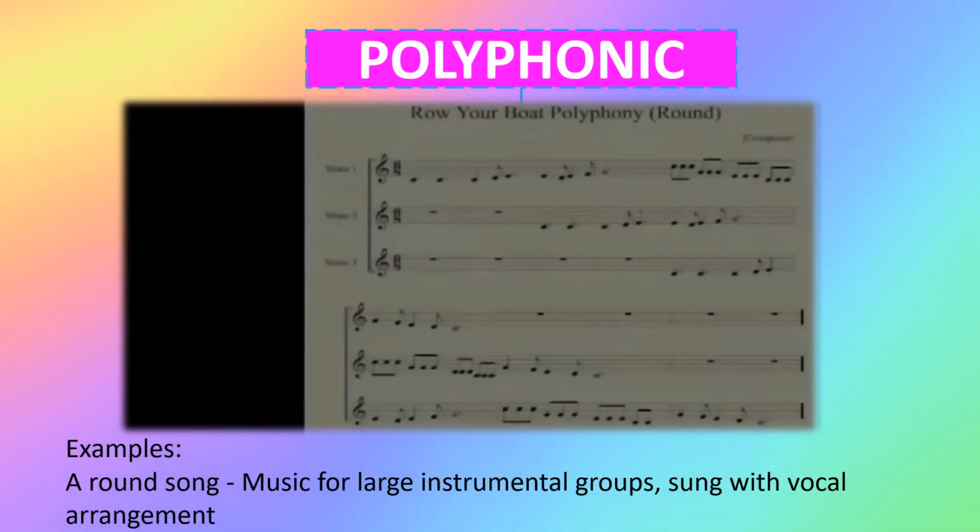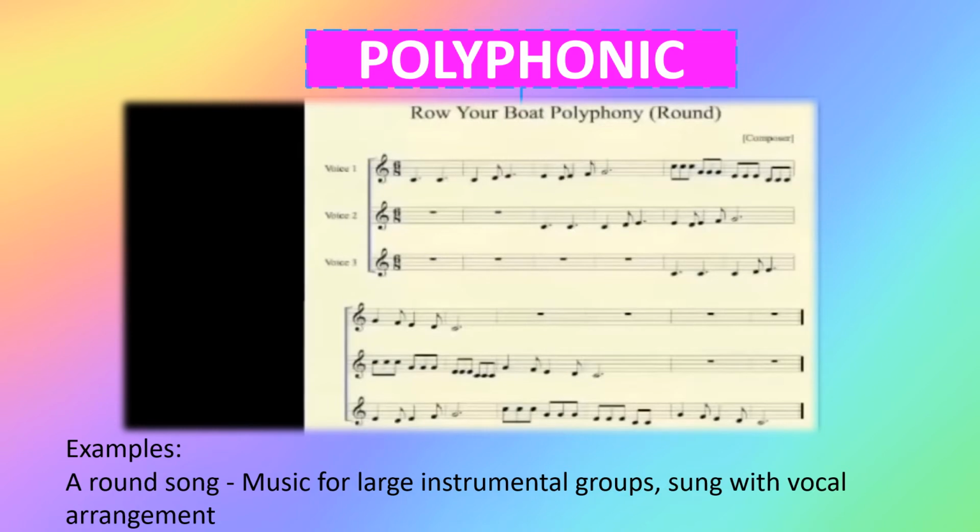Now let's have the third kind of texture, which is polyphonic. Polyphonic comes from the word poly, which means many. A composition has polyphonic texture when two or more voices sing the melody but observe different rhythms. This is simply the same as the song sung together by different voices such as soprano, alto, tenor, and bass. Now let us try to listen to the sound of a polyphonic texture.